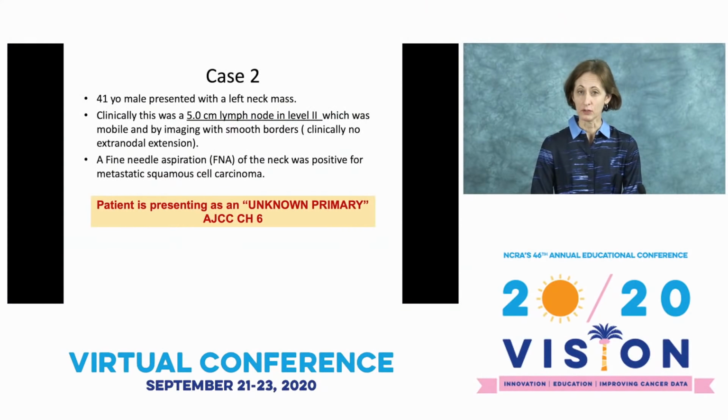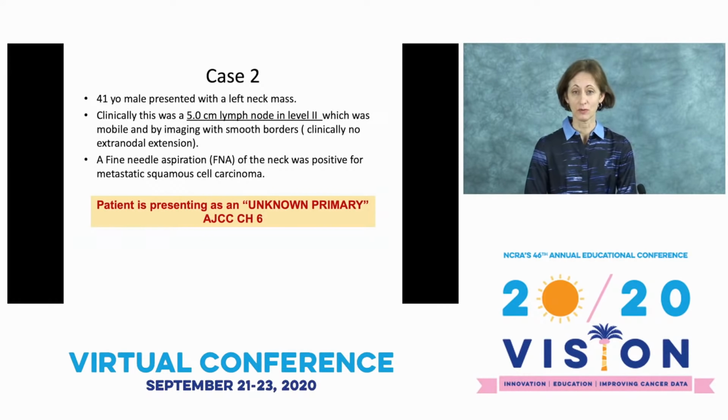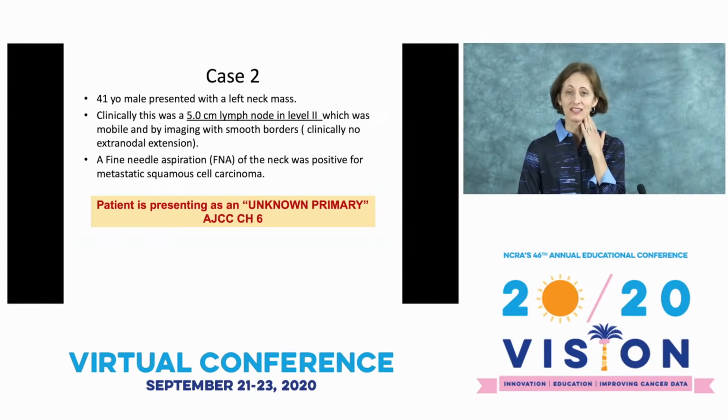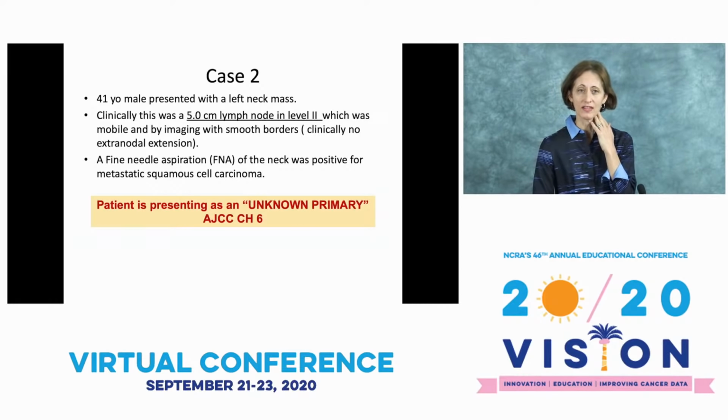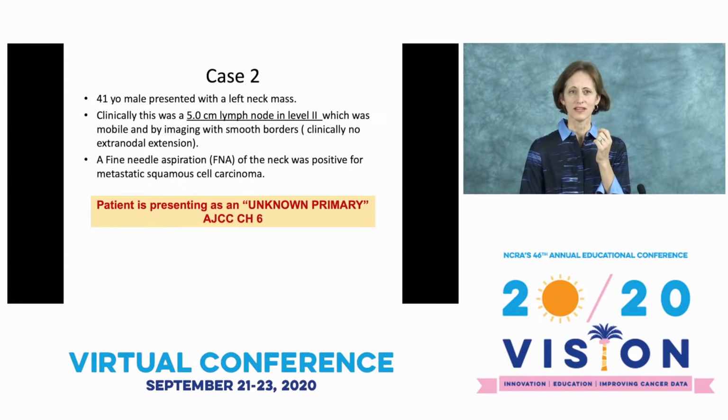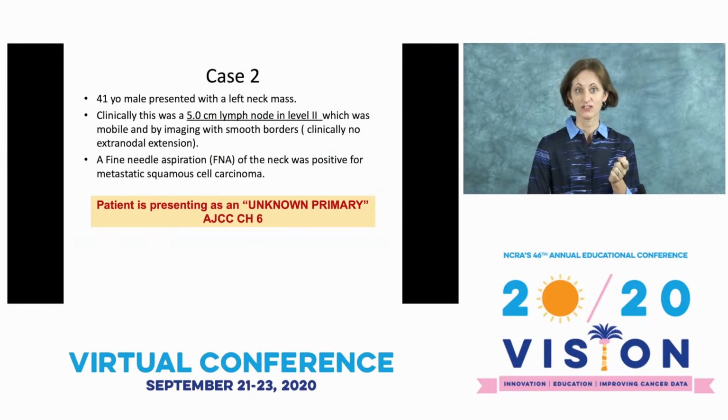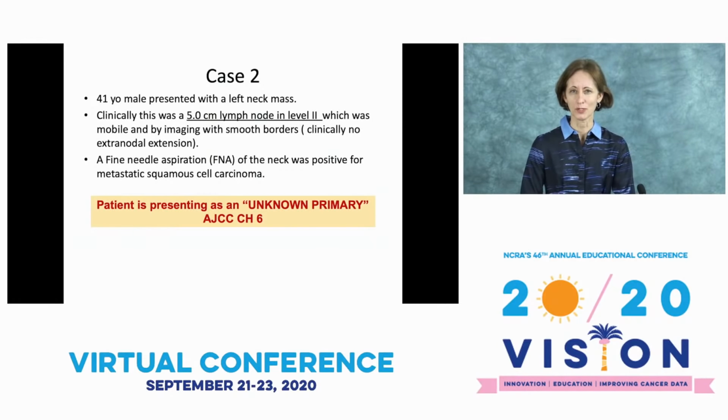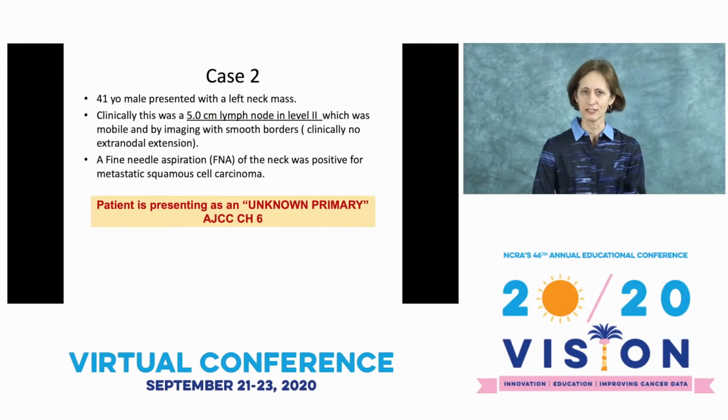So let's move to case 2. So we have a 41-year-old male who presents with a left neck mass. Clinically, it was a large 5-centimeter lymph node in level 2, so high in the neck. And when clinically they evaluate, they see if it moves. Again, if it was fixed, that would be a sign of extranodal extension, as we talked about in the first case. But here it's very mobile. And by imaging, it has smooth borders, and I'll show you that picture. So there's no clinical evidence that it has extranodal extension.